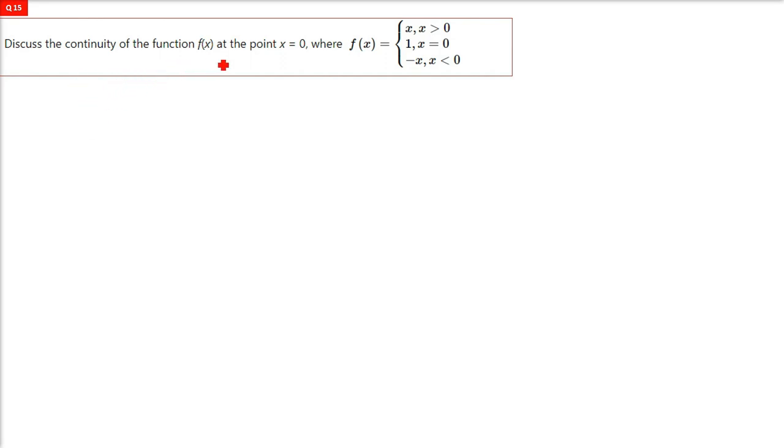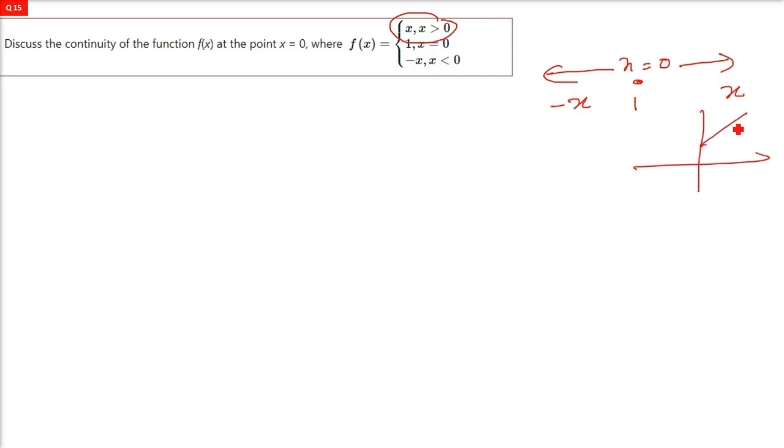Discuss the continuity of the function f(x) at the point x equals 0, where f(x) is this. So if x is 0, it is 1. That is y equals 1. X is greater than 0, it is x. At x less than 0, it is negative x. So I hope you got the idea. This is just a modulus of x graph that will start from 1, not from 0. Okay, I'll just show you the graph. This is how you're going to make the graph, because in the previous question you have to sketch the graph. This is y equals x, y equals minus x. That is the graph. But it will start at 1.